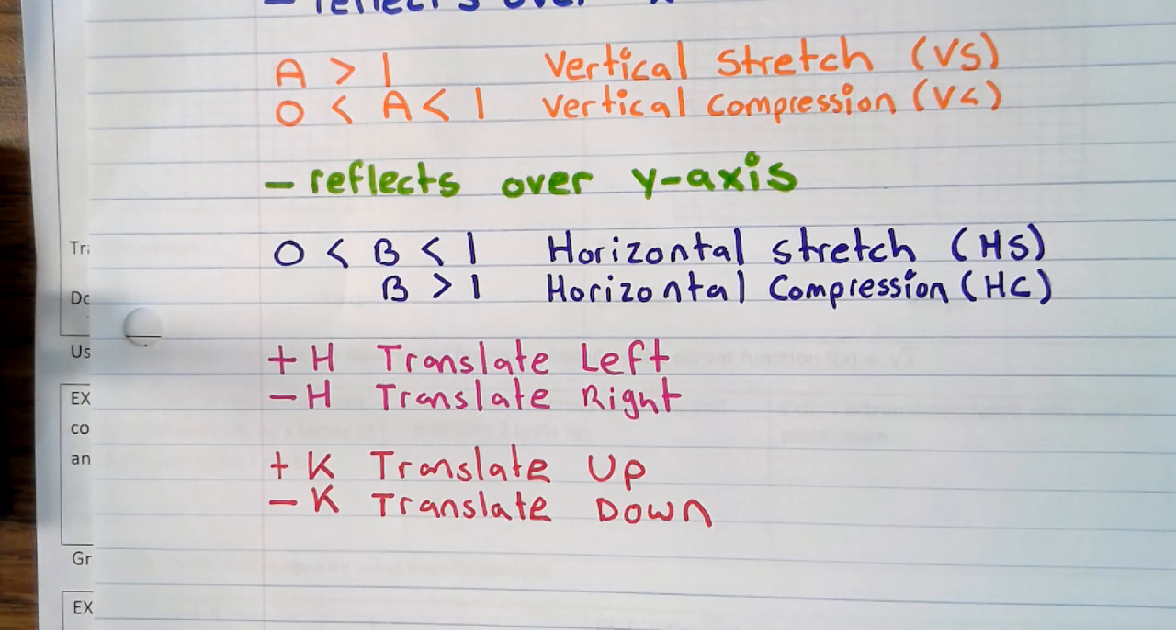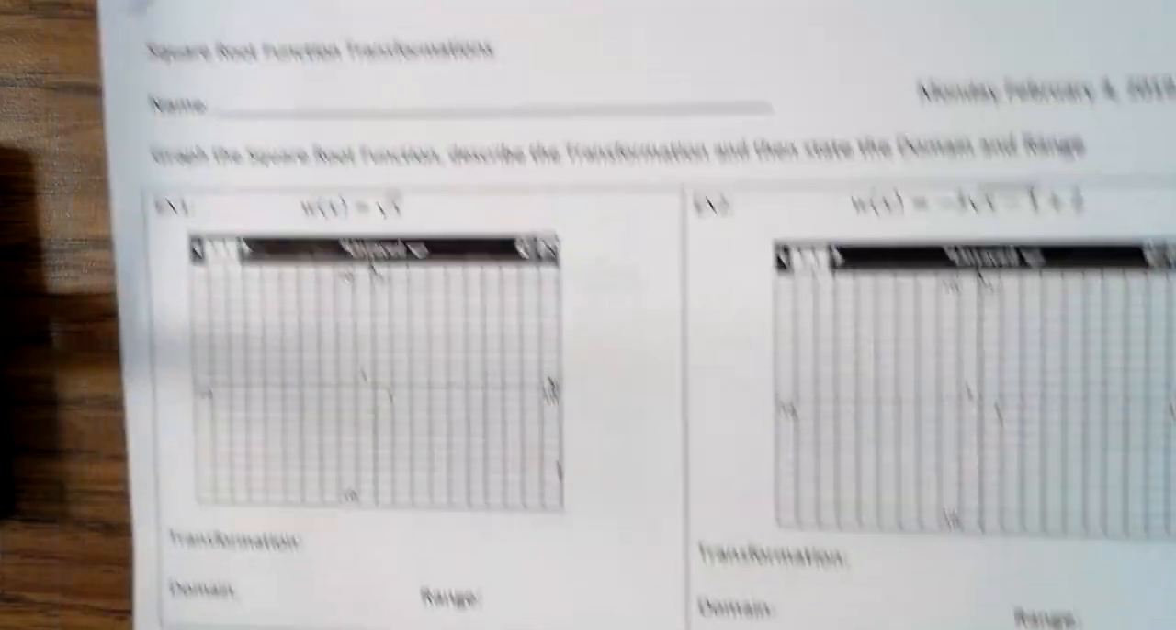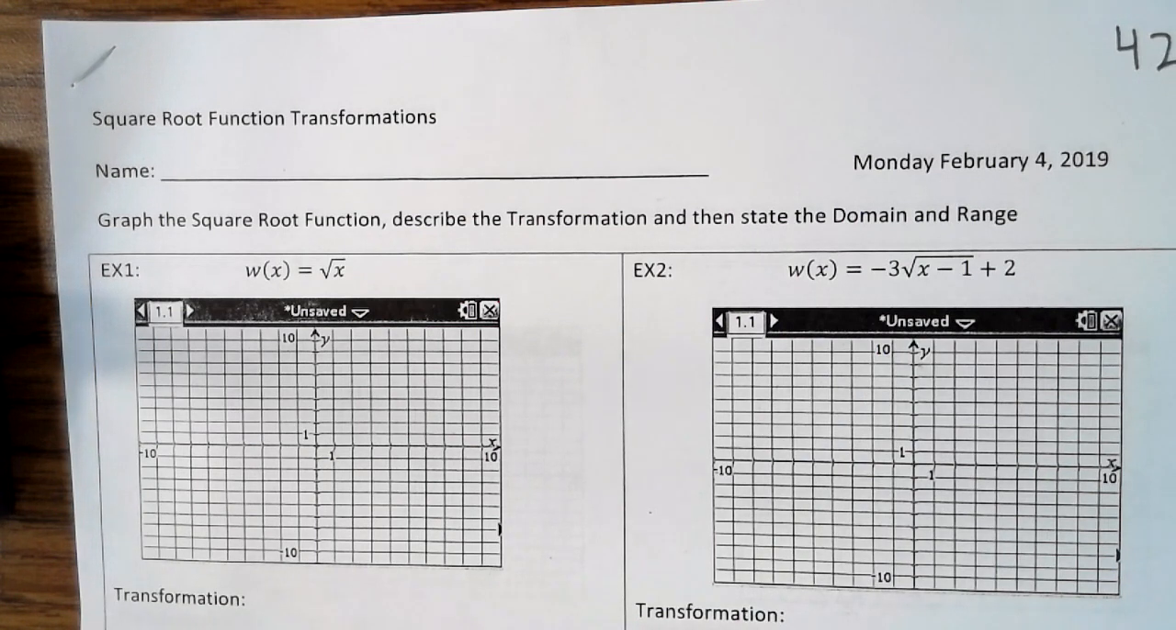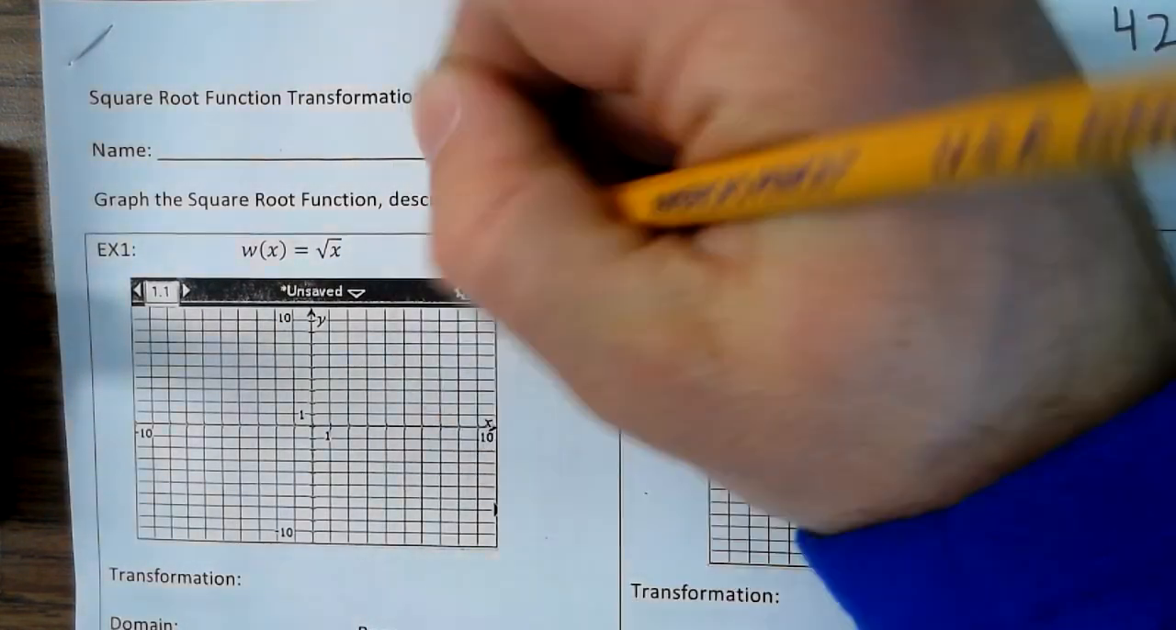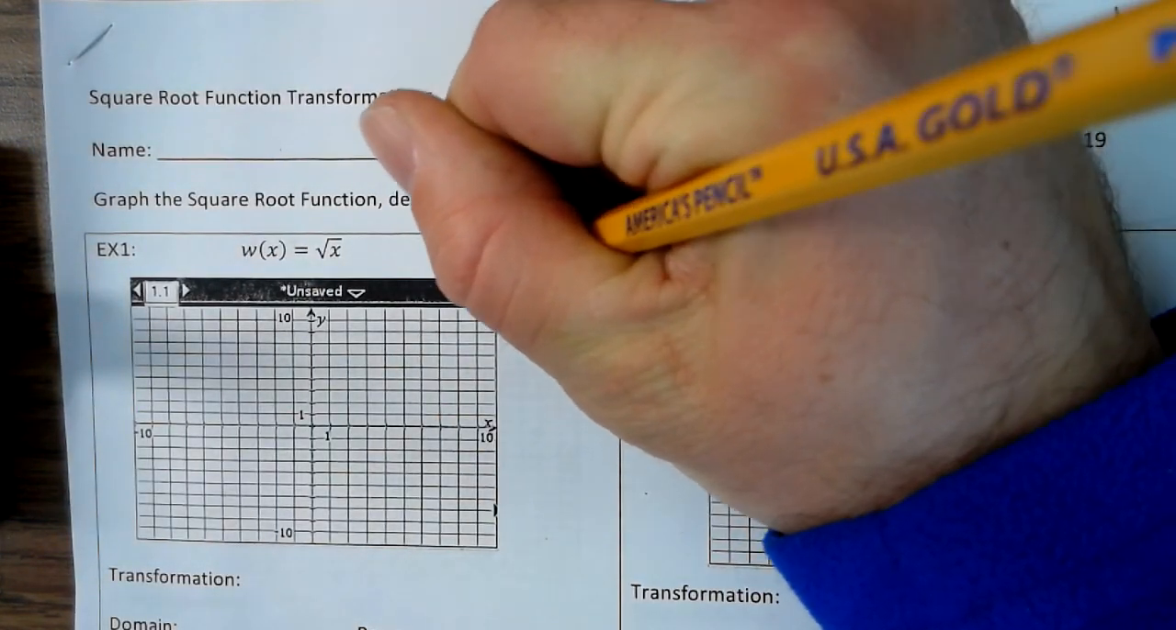If you would, update your notes. All right, now your notes are updated. Let's take a look at the examples. All right, graph the square root function, describe the transformation, and then state the domain and range. Okay, so to graph the square root, we're going to make a table.